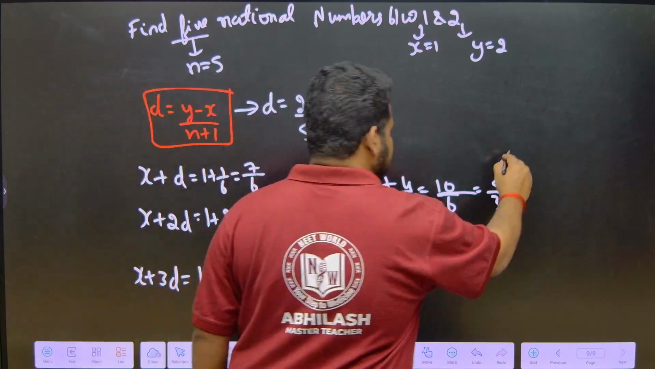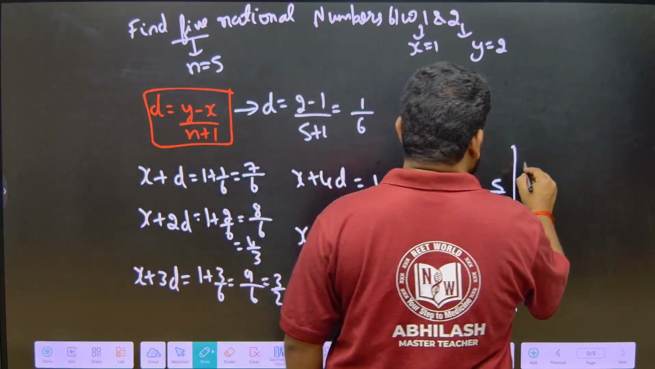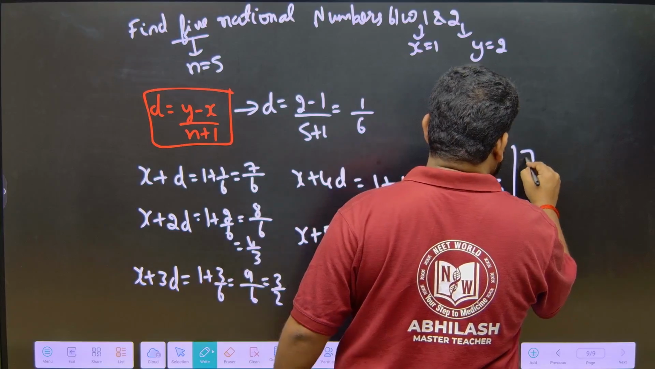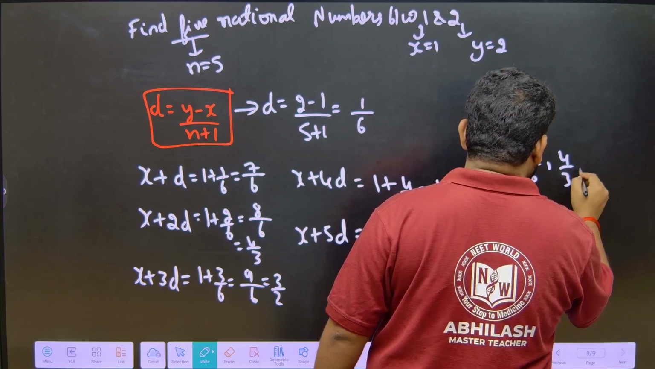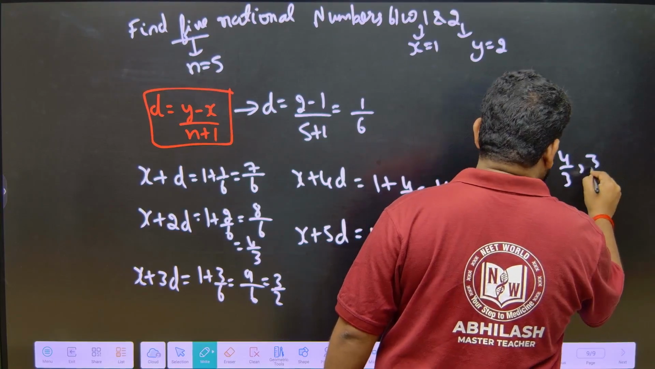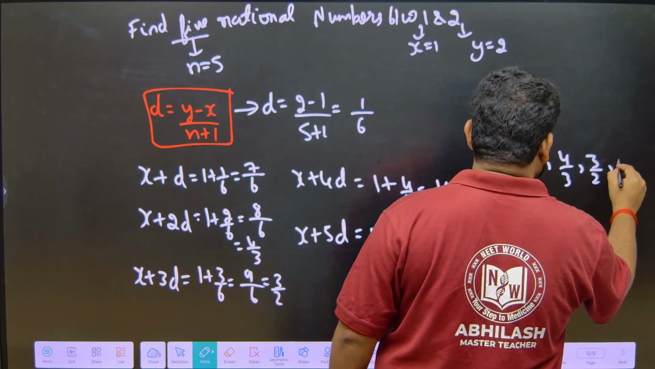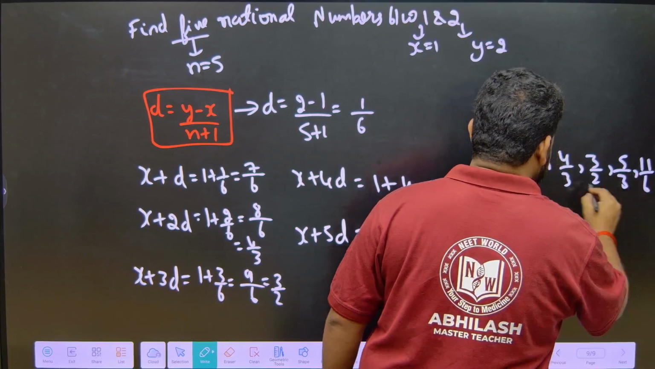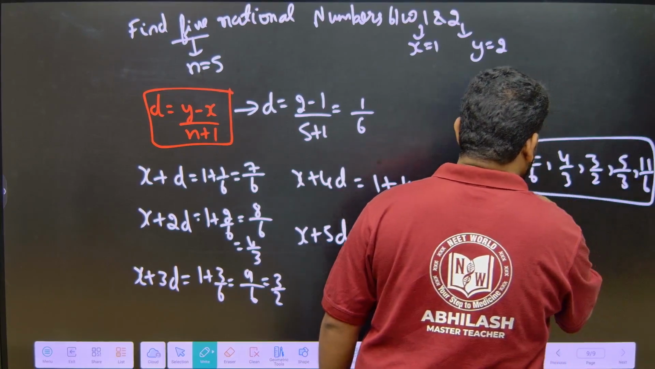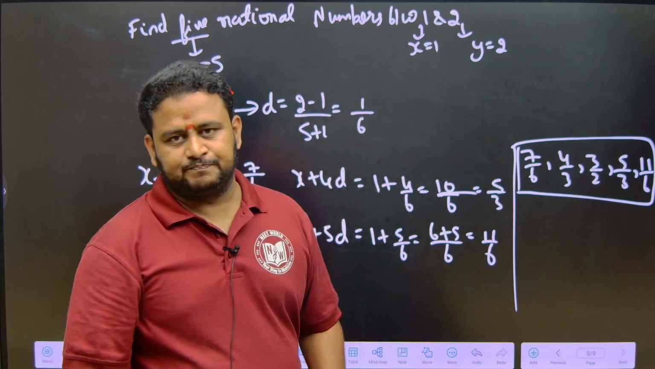The 5 rational numbers between 1 and 2 are: we got 7 by 6. After cancelling, 4 by 3. Next, 3 by 2. Next, 5 by 3. Next is 11 by 6. This is how you solve this question. These are the 5 rational numbers between 1 and 2. I hope it is clear.